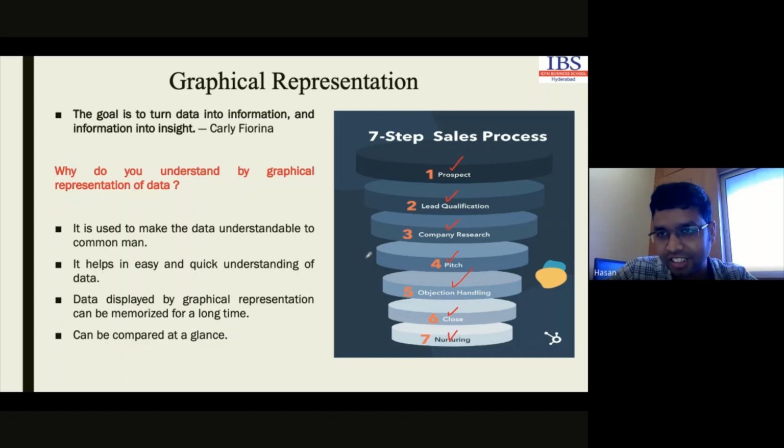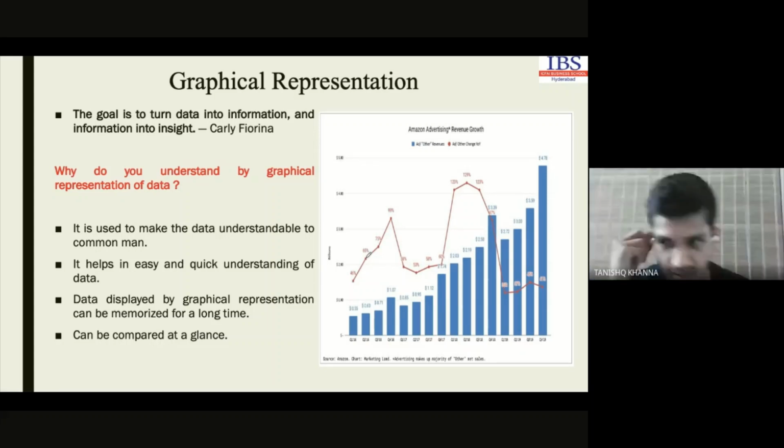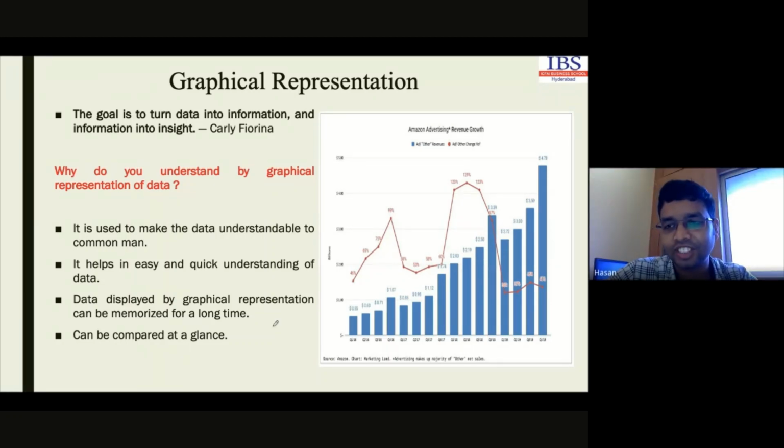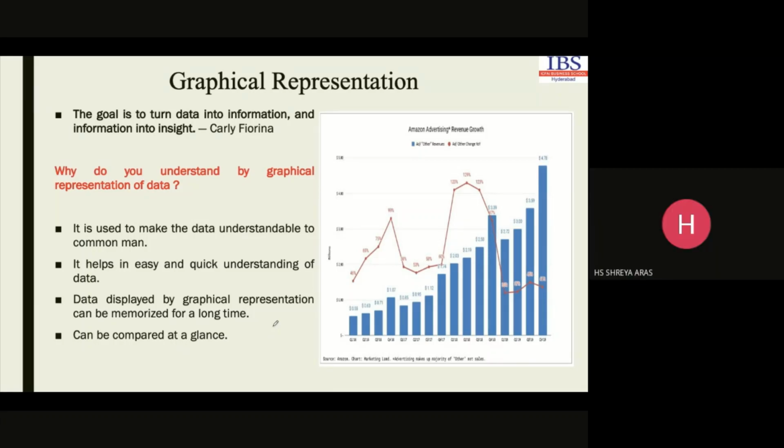So you must conclude something from this graph. Okay, this one. This is basically advertising revenue data of Amazon. I hope you know what is Amazon. Yes, sir. It's an online company. Yes, very good. Now tell me what you understand from this particular graph. Sir, we understand the advertisement revenue growth of the company. But it's harder to understand it this way. In this graph, year-wise growth.